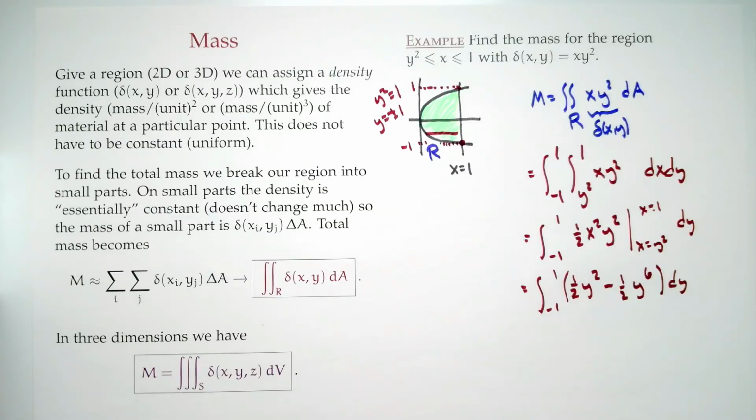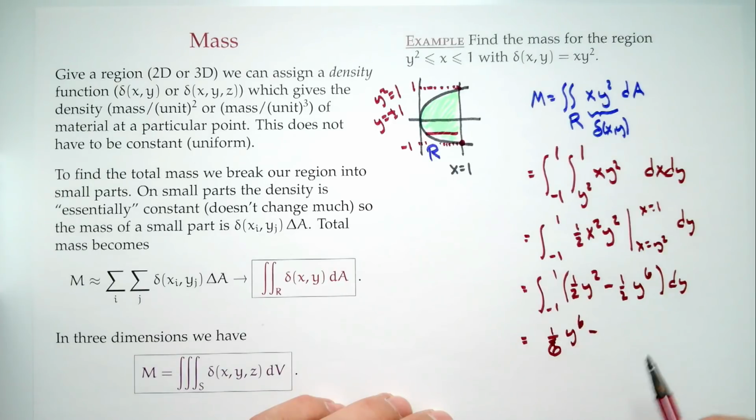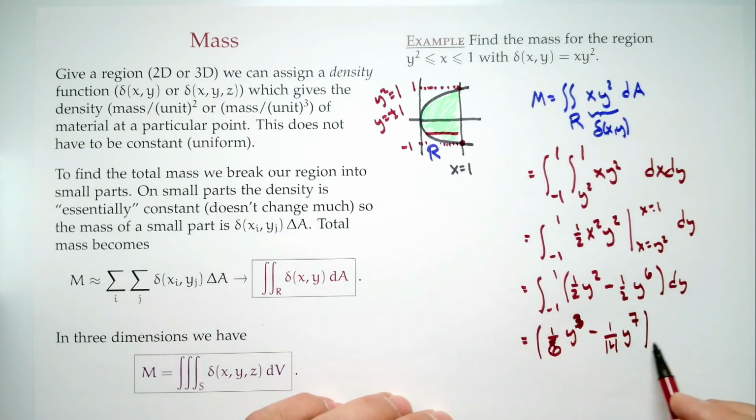What's the integral of 1/2 y squared minus 1/2 y to the 6? So 1/6 y cubed, sorry. I'm so used to writing 6 and 6 there. Thank you for pointing that out. Next one, 1/14, we'll make the same mistake again, y to the 7th. And we evaluate from -1 to +1. And that's 1/6 minus 1/14.